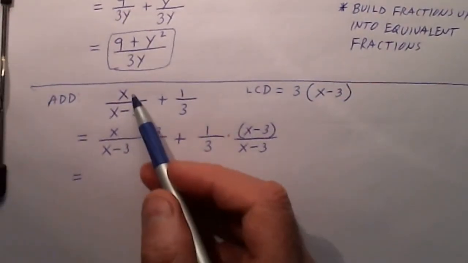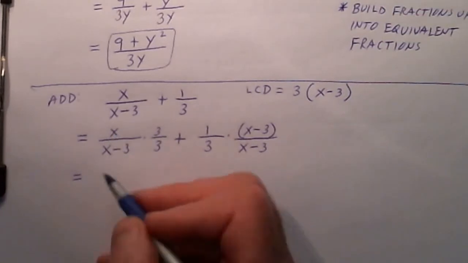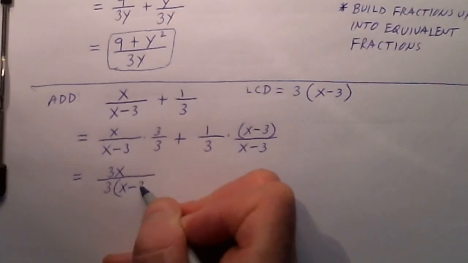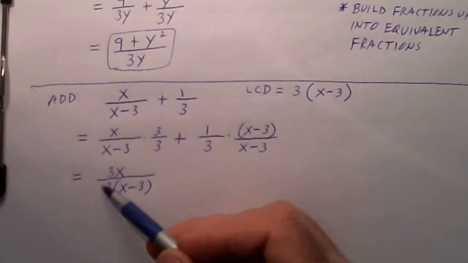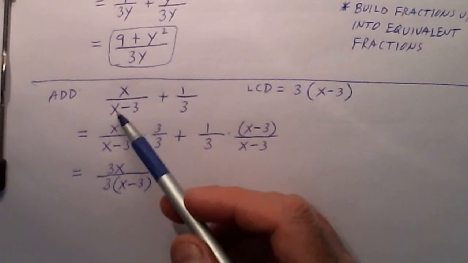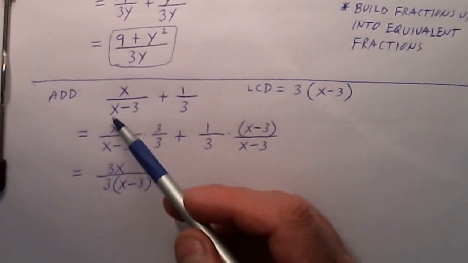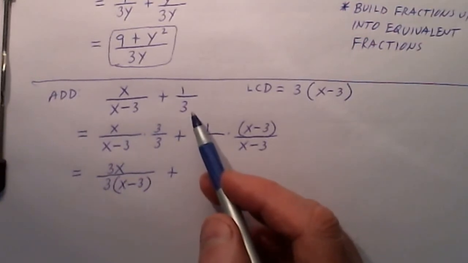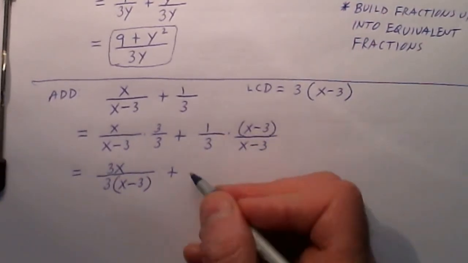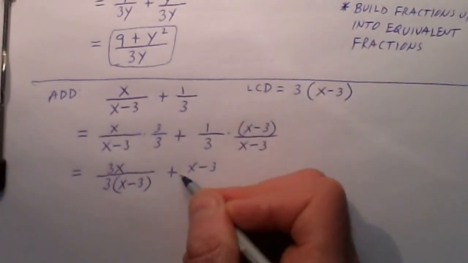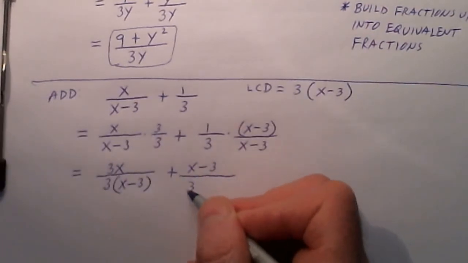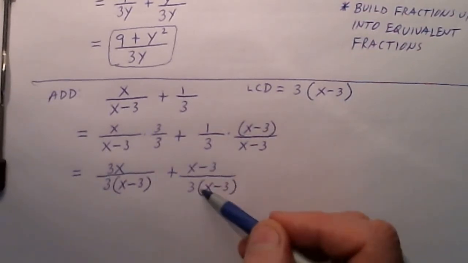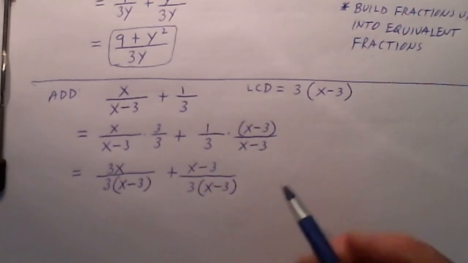So an equivalent fraction of x over x minus 3 is going to be 3x over 3 times x minus 3. We say that this rational expression here is equivalent to the x over x minus 3. Plus, an equivalent rational expression of 1/3 is going to be 1 times x minus 3, or x minus 3, over 3 times x minus 3. This rational expression is equivalent to our original rational expression of 1/3.